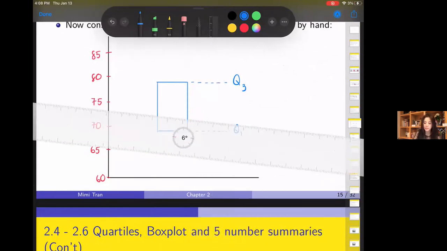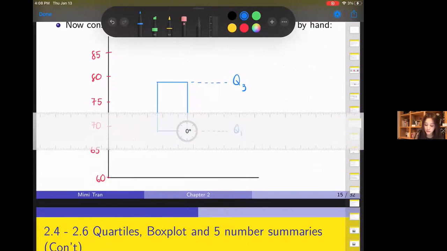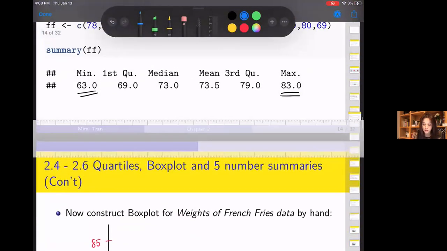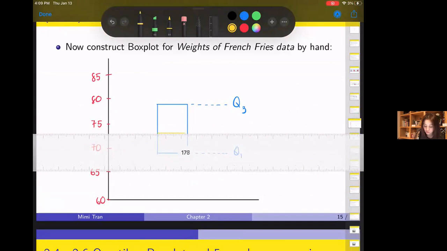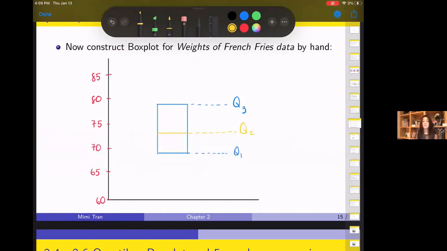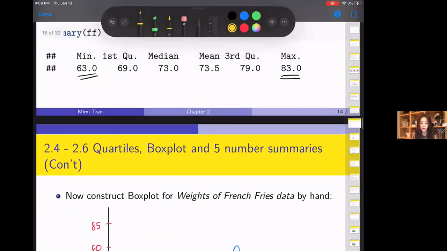Next step is going to be the median. Step number 3 is the median. The median is, let's see, 73. 73, maybe here. Median, I'll use yellow. Q2, that's my median. All right, I've got a box with Q1, Q2, Q3.